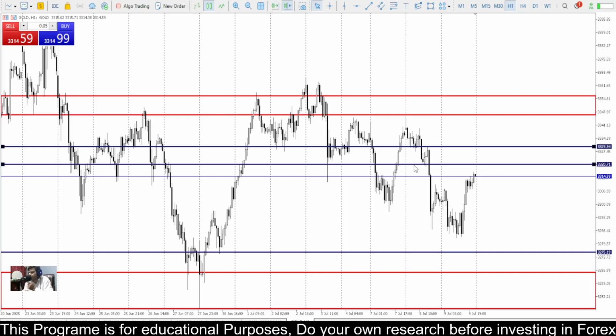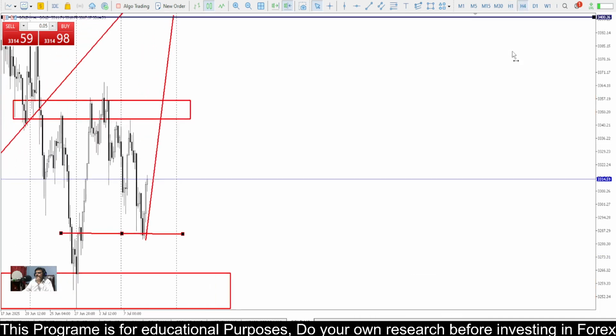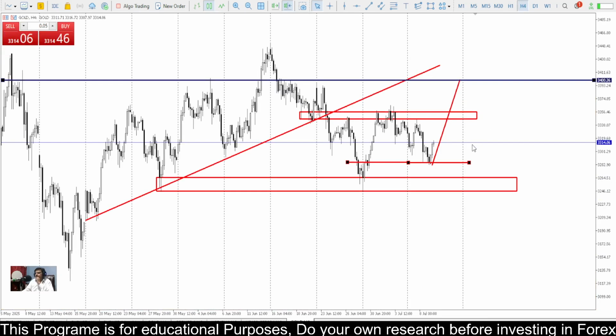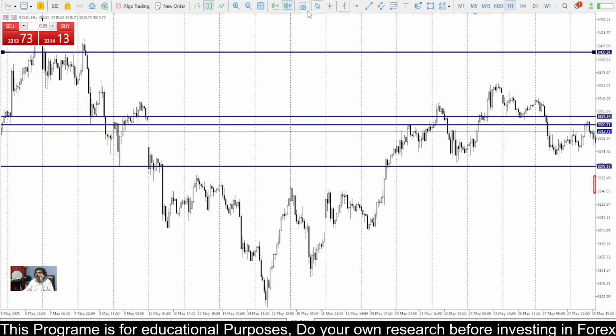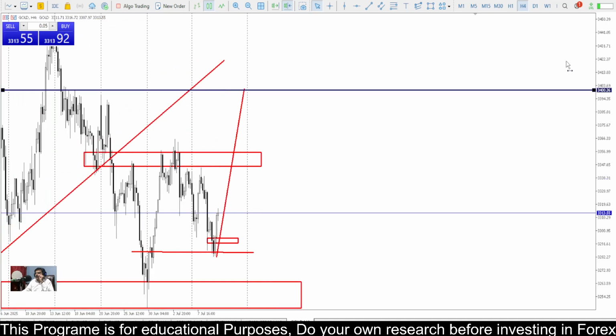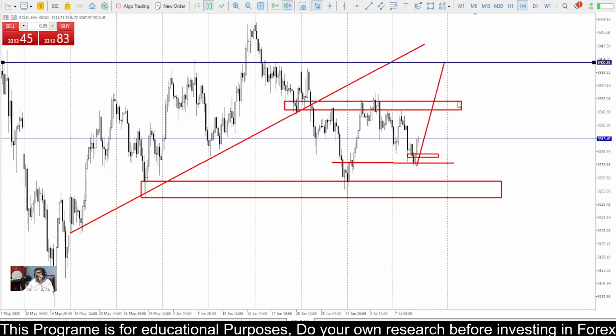Okay, so too many levels right here. And this H4 bullish rally, well, like this is market, anything can happen at any time. And on the H1 it also created this support, this level, right? So overall this is the image of the H4.